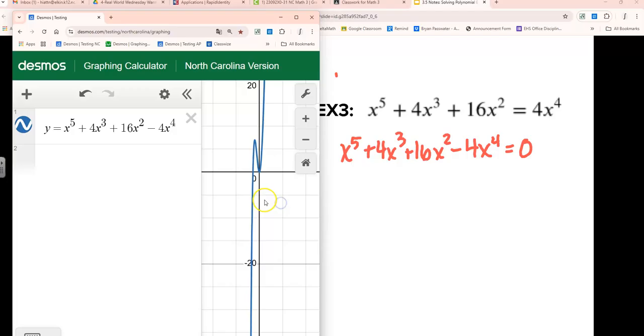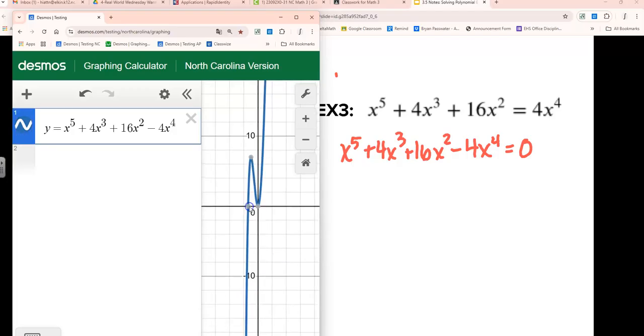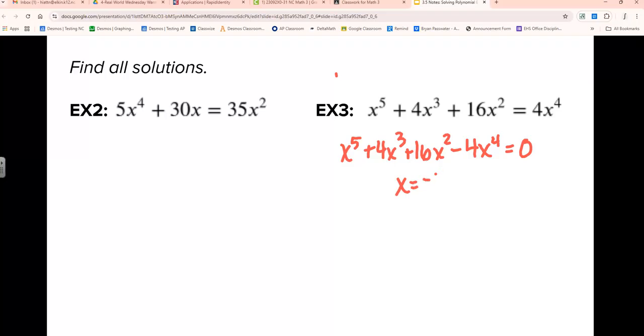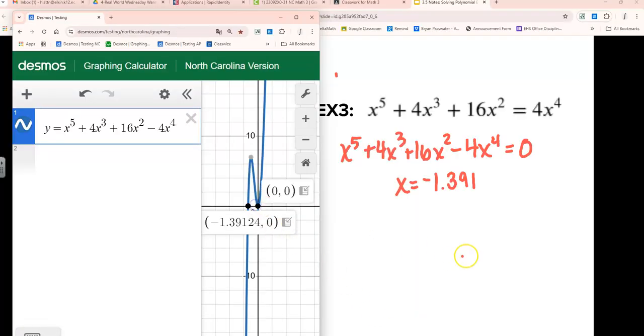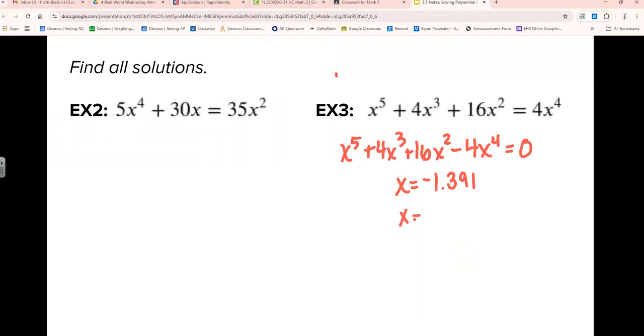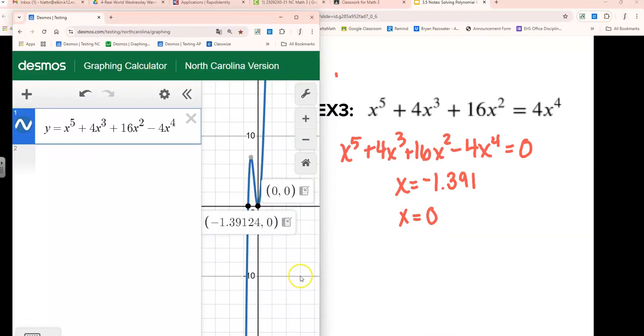And if I look here, I'm getting negative 1.391. So x equals negative 1.391. And I'm also getting 0. Now, are either one of those double?